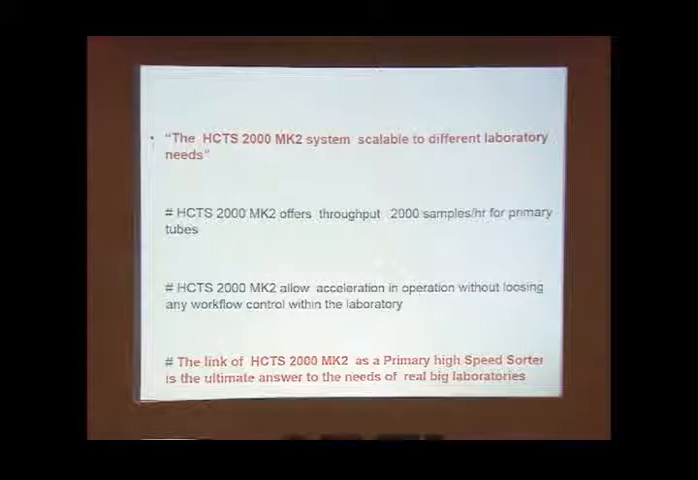So it is scalable to different laboratory needs. It can have a throughput of almost 2000 samples per hour for primary tubes, and it can be accelerated using additional support, and it can be connected through your normal network system to your LIS and so on. So it is again a user-friendly sorter which can work in tandem with your ATL. Thereby you get the labeled tube which can be sorted and sent to the different destinations.